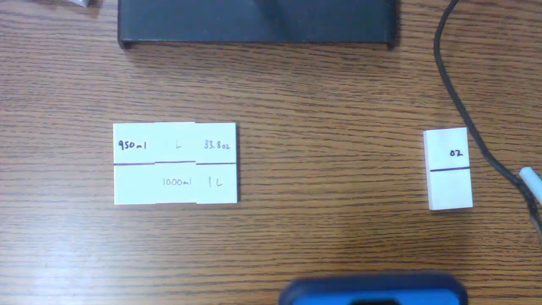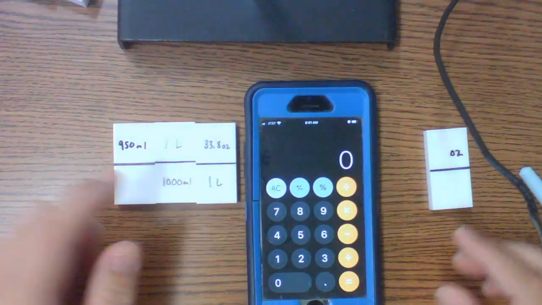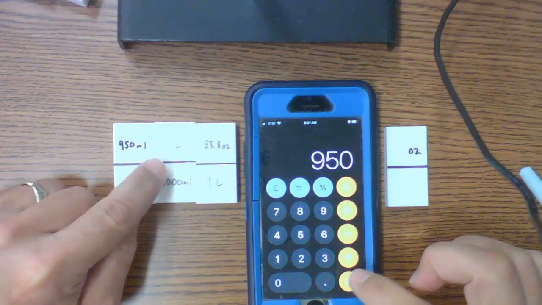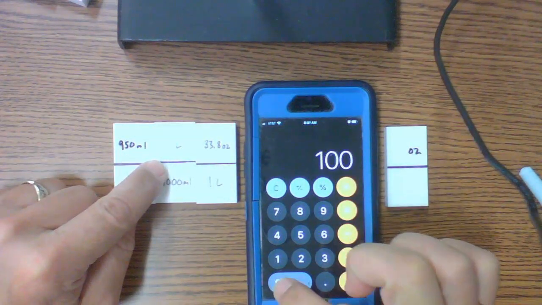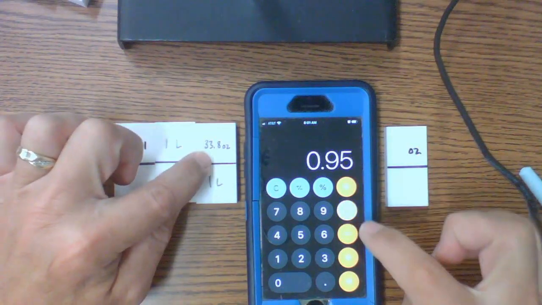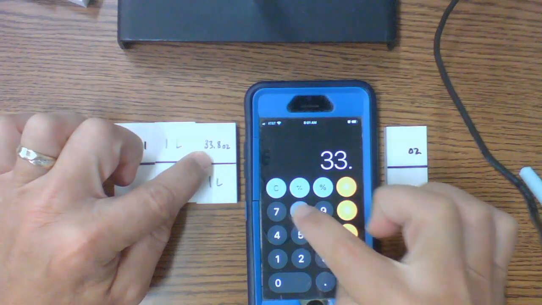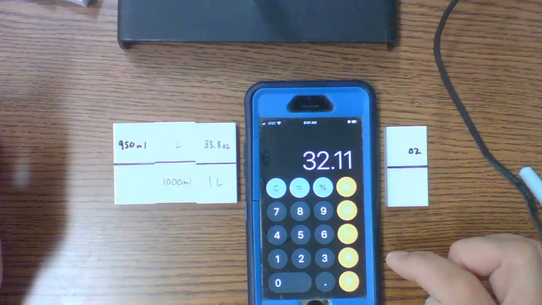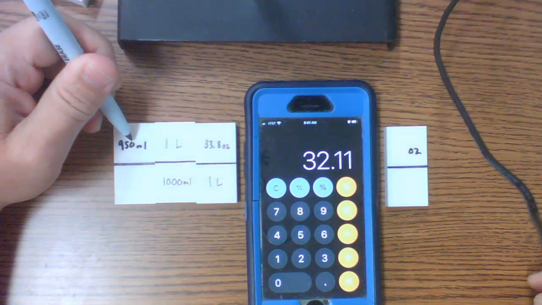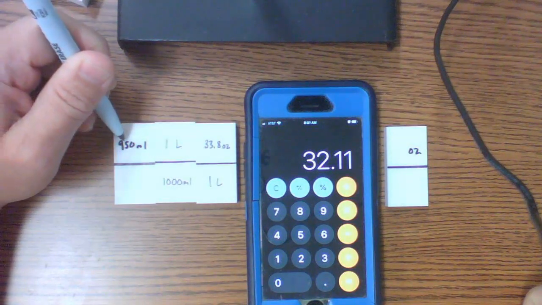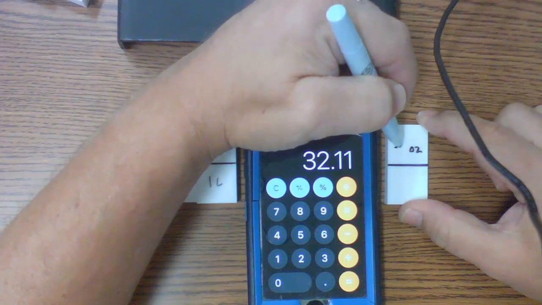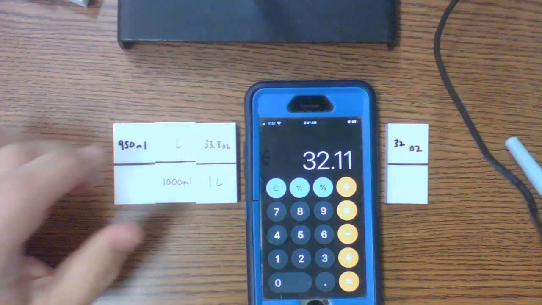Okay, grab our calculator again. Okay, set this up. So we're going to start with our 950 milliliters. We're going to divide that by 1,000 to get us into liters. Now we're going to times that by 33.8, and that comes up with 32.11. We'll count our digits. So we've got the 9, the 5, the 0 is just acting as a placeholder. So really we just need 2. So we're going to go with 32 ounces. There we go. And that's our answer for that one.